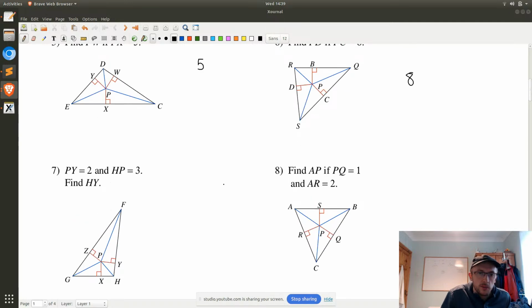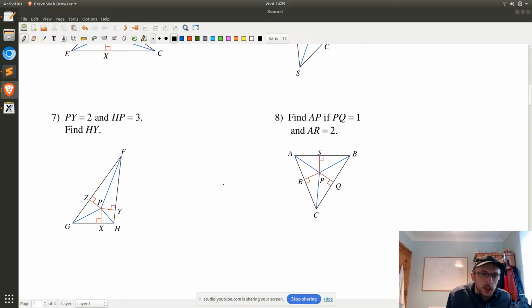Okay, so here, I have to find HY if I know that PY is 2 and HP is 3. Okay. So the Pythagorean theorem. So 3 squared, which is 9, 2 squared, which is 4, 9 take 4 is 5, so root 5.